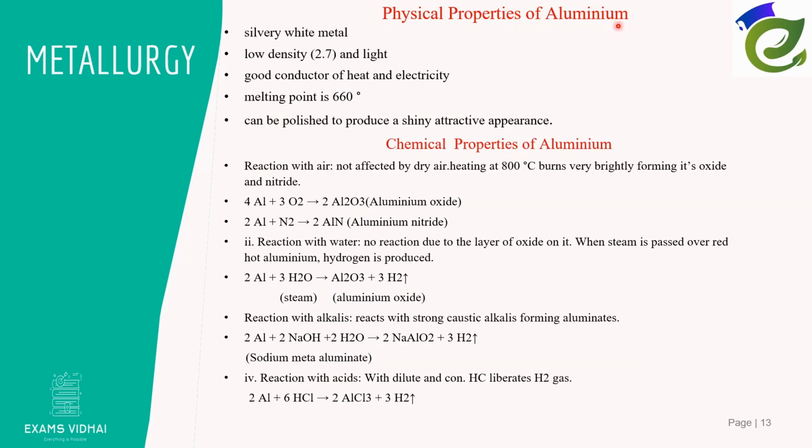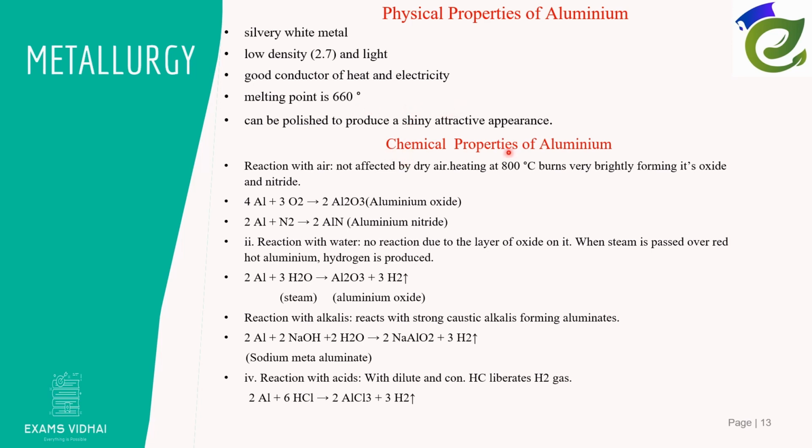Physical properties of aluminium. Aluminium is a silvery white metal with low density, the density of aluminium being 2.7, and it is a good conductor of heat and electricity. The melting point of aluminium is 660 degrees. It can be polished to produce a shiny, attractive appearance.